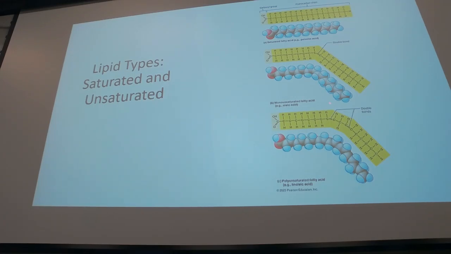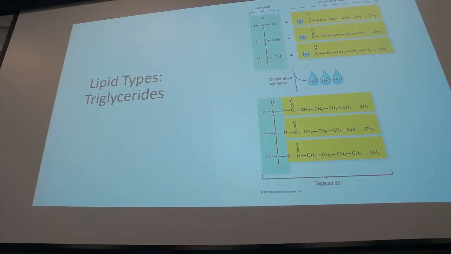Now, if you have more than one double covalent bond, like in this case linolenic acid, you will have more flexibility in the structure, and this is called polyunsaturated. Saturated fats are not good for the health. They can clog your arteries. Now, triglycerides are a different type of lipid, and they're very common in our body. That's the main form of storage of energy in our body, triglycerides.